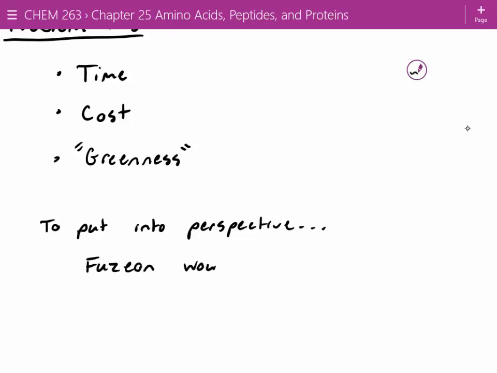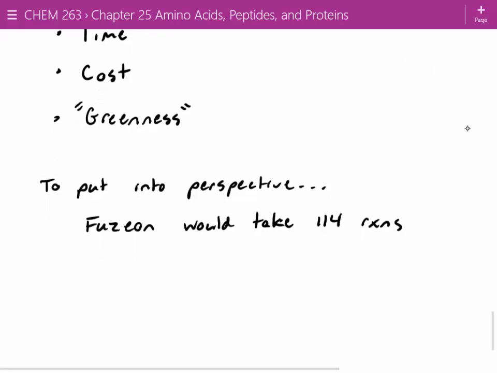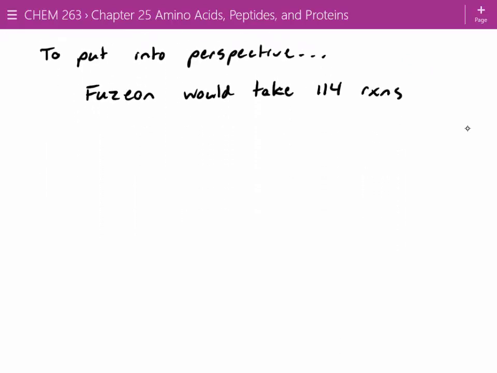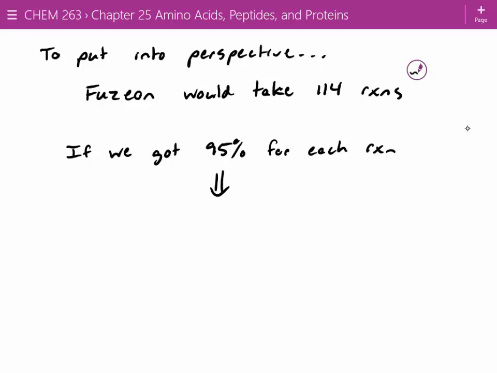Fusion would take 114 reactions. Let's assume that we're really good chemists and we're getting 95% yields for each one of these reactions. What do you think the overall percent yield would be? It's something that people don't really process, but the percent yield at the end would be 0.3%.